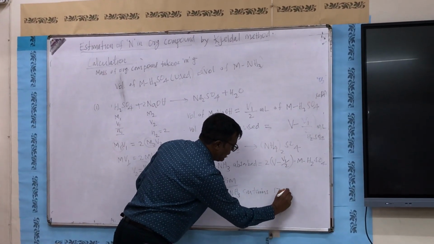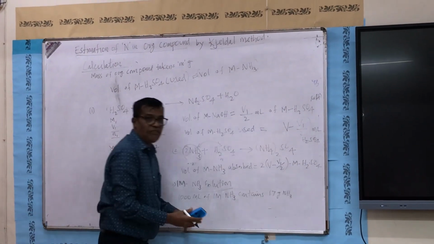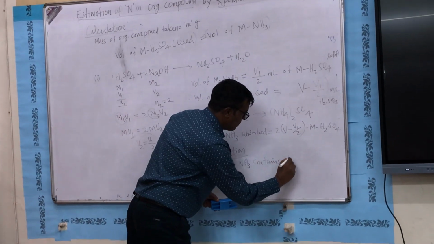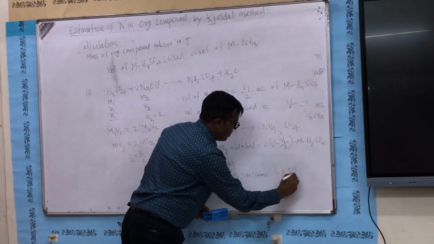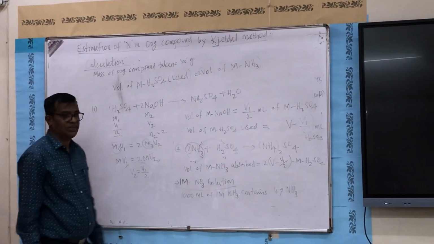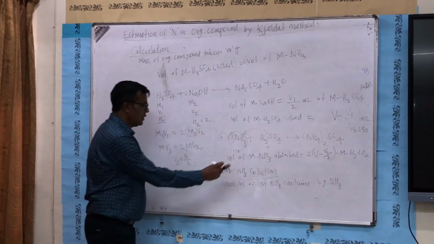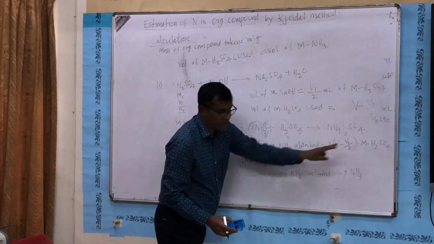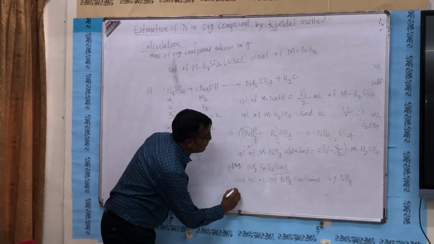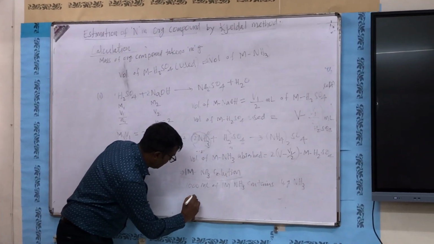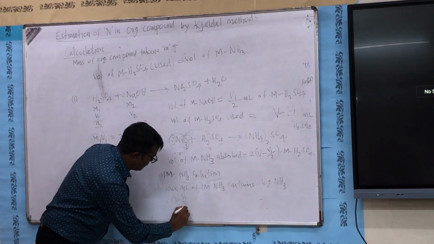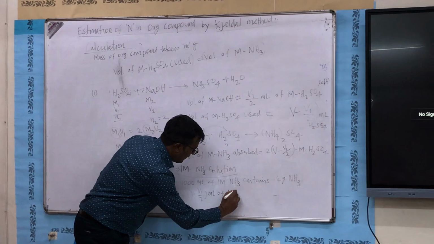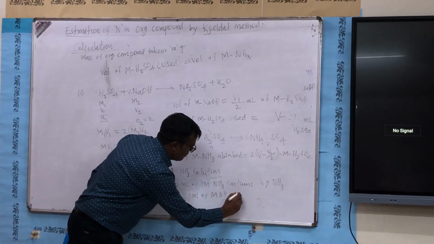17 grams of NH3. We are not very much interested in NH3, so I am going to write here 14 grams of nitrogen. Contains 14 grams of nitrogen. Therefore, so here now, correct on this one. So therefore, 2 into V minus V1 by 2 mL of NH3 contains how much?